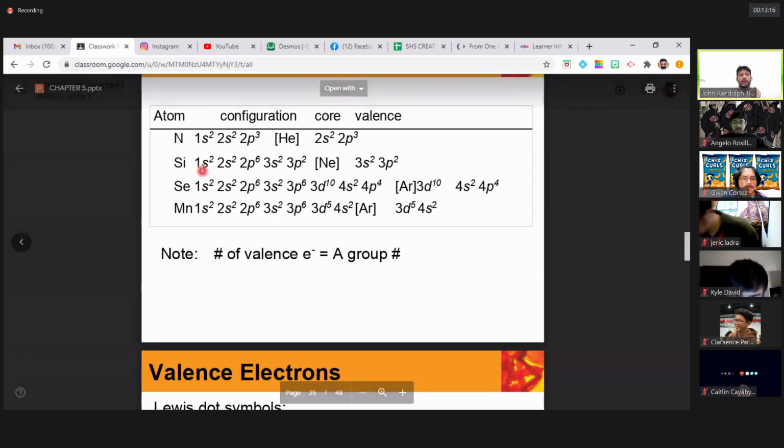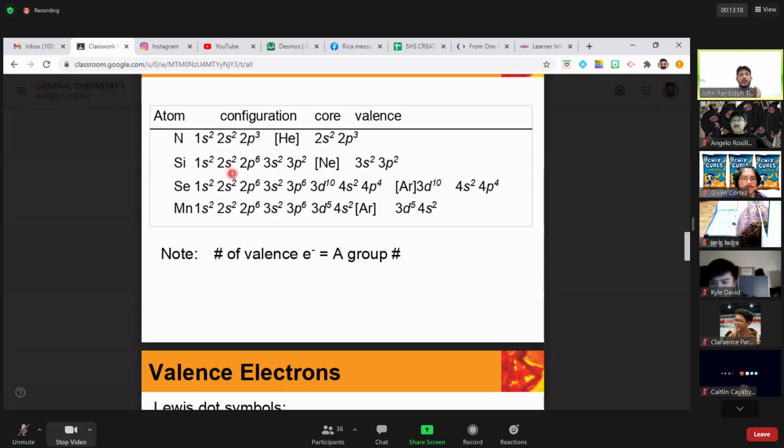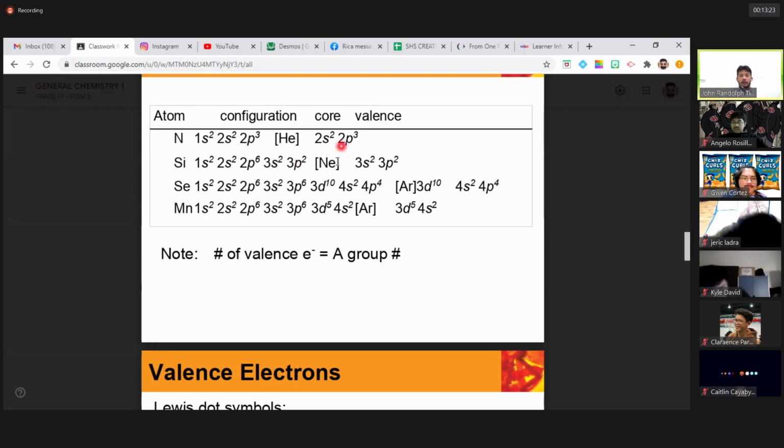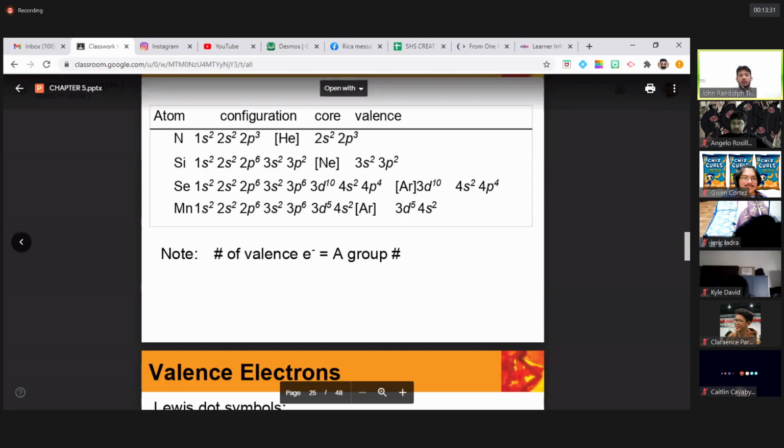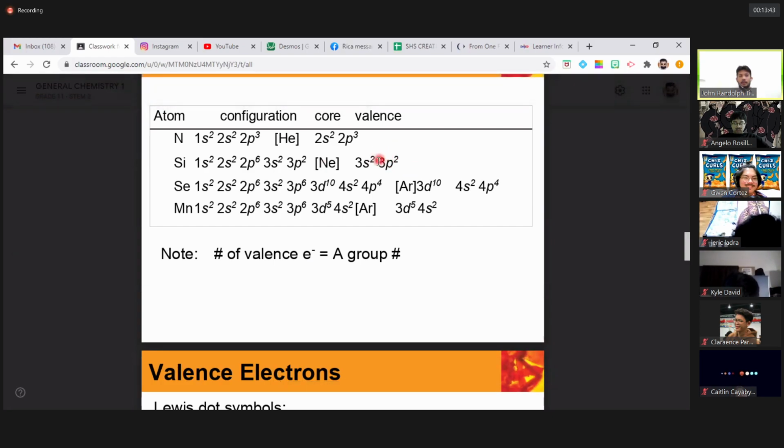For silicon, expanded is 1s2 2s2 2p6 3s2 3p2. So if you write the condensed one, neon 3s2 3p2. If you check silicon there, what group is silicon, by the way, in your periodic table? Please check. Silicon, we'll check if 5 ba din yan. Check your periodic table, guys. Is it 5 based on its valence electron here?